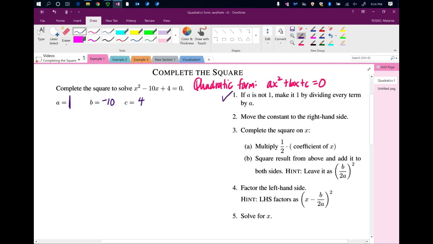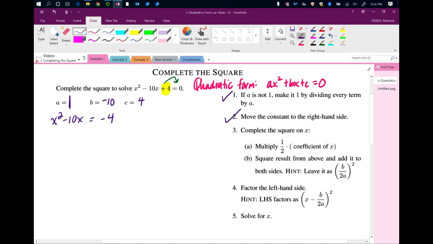Now we're going to move the constant to the right-hand side. So I have x squared minus 10x. So here's the constant, plus 4. So we're going to move that to the right-hand side. So we're going to get x squared minus 10x equals negative 4.